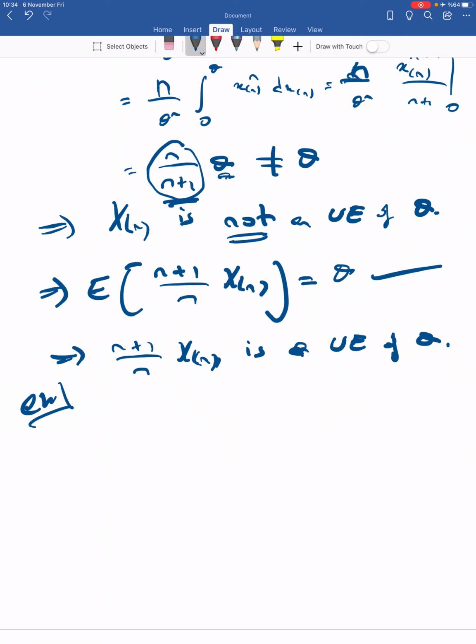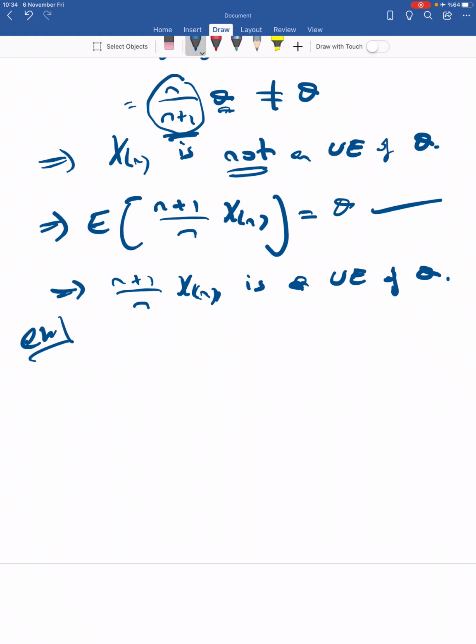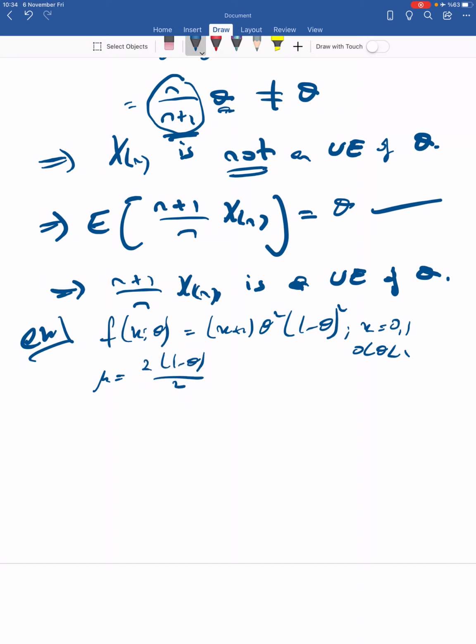Let's look at another example. f(x; theta) is given as (x plus 1) theta squared times (1 minus theta) to the power x. X takes values 0, 1, and so on, and the range of theta is from 0 to 1. If you calculate the expectation, then here mu is 2 times (1 minus theta) over theta.